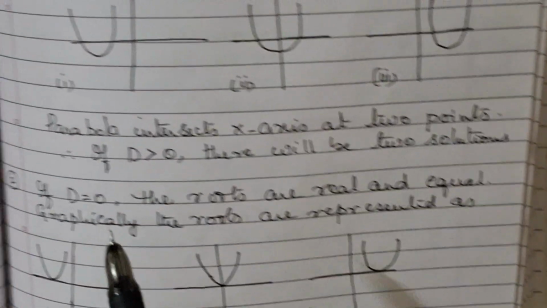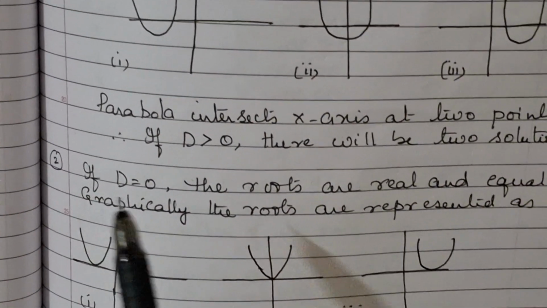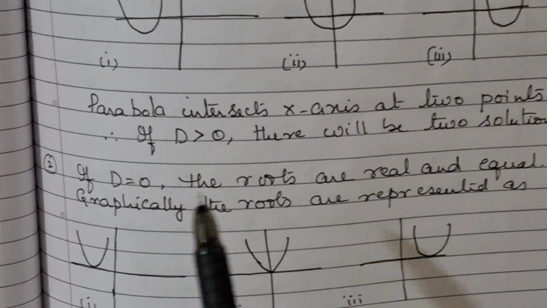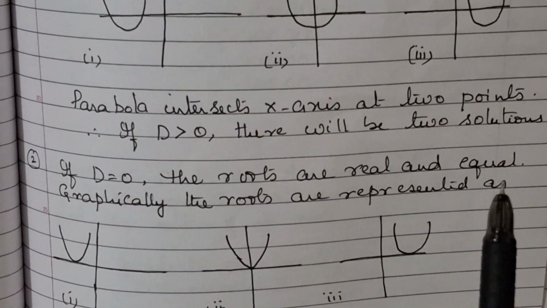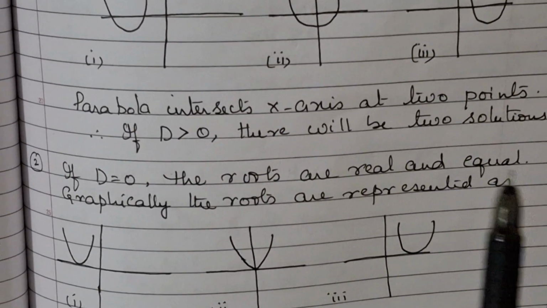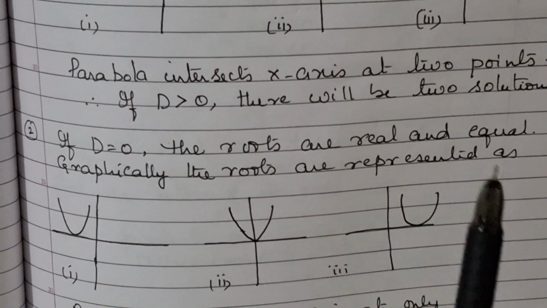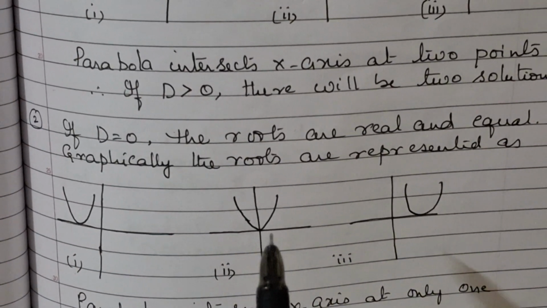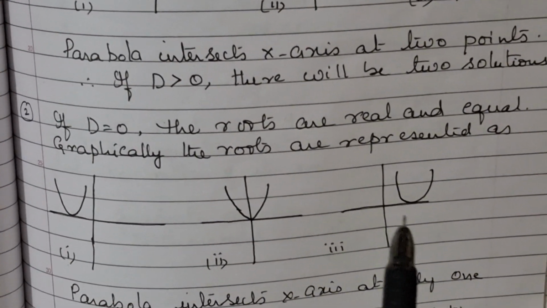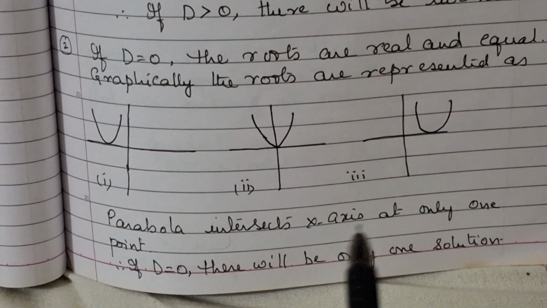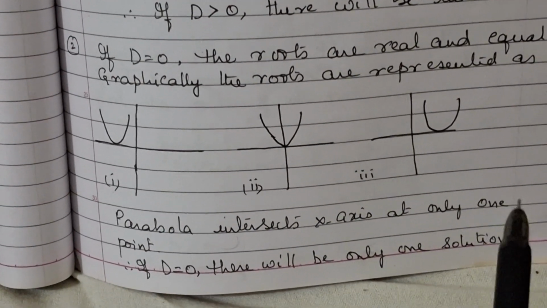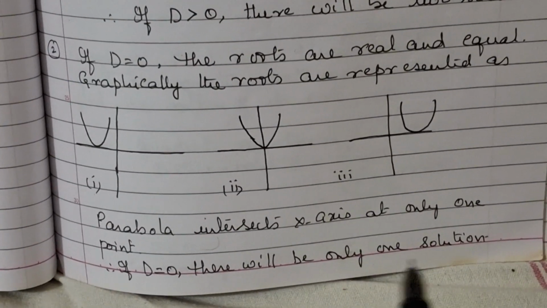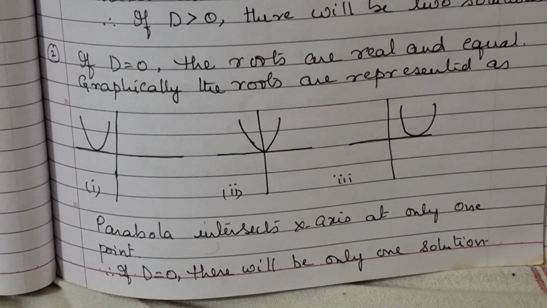This is the first part. The second one is, if D is equal to 0, that means b square minus 4ac value is 0, the roots are real and equal. That means only one answer will be there. Graphically they are represented as, on the left side, a negative answer or 0 or positive answer. So the parabola intersects the x-axis at only one point. So if D is equal to 0, there will be only one solution.